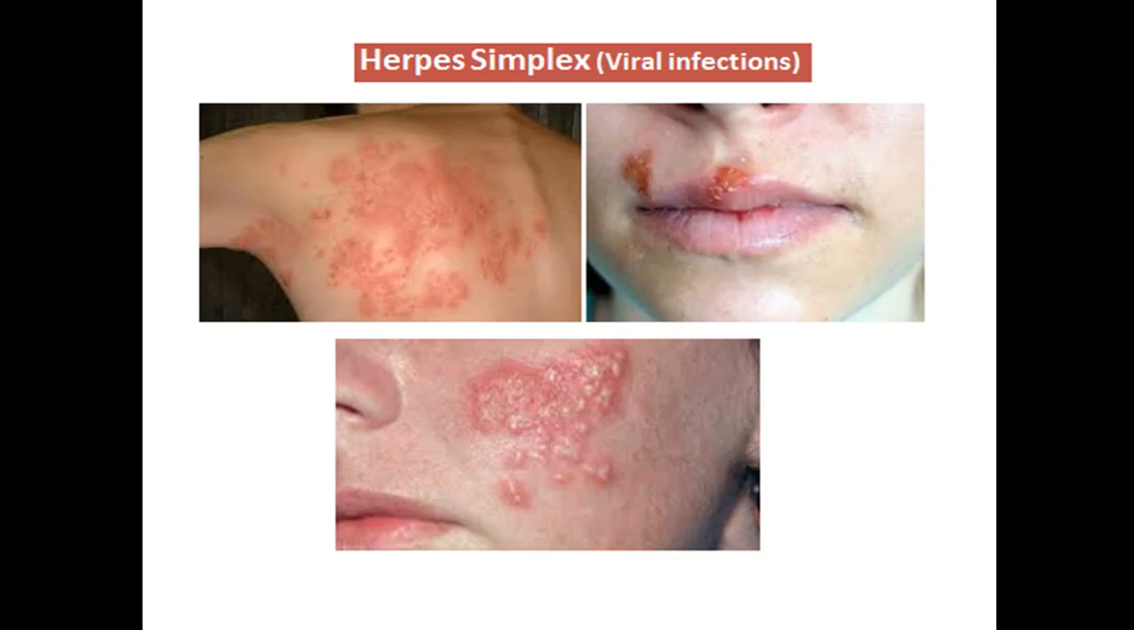In this picture you can see Aphthous ulcers on the right side below the nose and on the skin, and here on the left side on the back shoulder of the person, and here in the lower picture we can see Aphthous ulcers on the face.